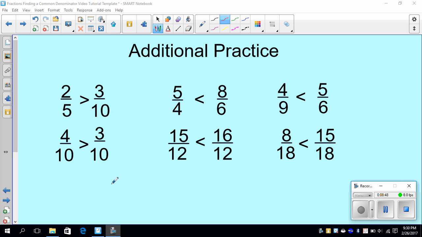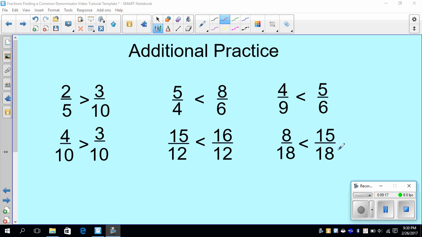Okay, so how did you do? Here are the answers you should have found. 2/5 is greater than 3/10, and your common denominator here was 10ths. 5/4 is less than 8/6, and your common denominator here that you should have found was 12ths. And 4/9 is less than 5/6, and the common denominator you should have found there was 18ths.